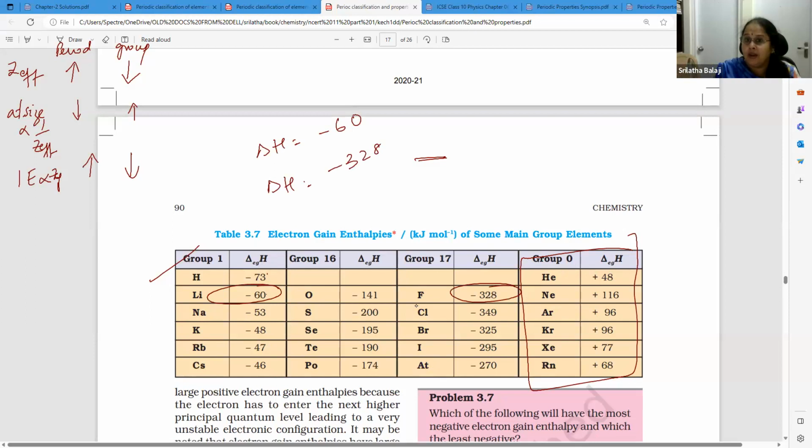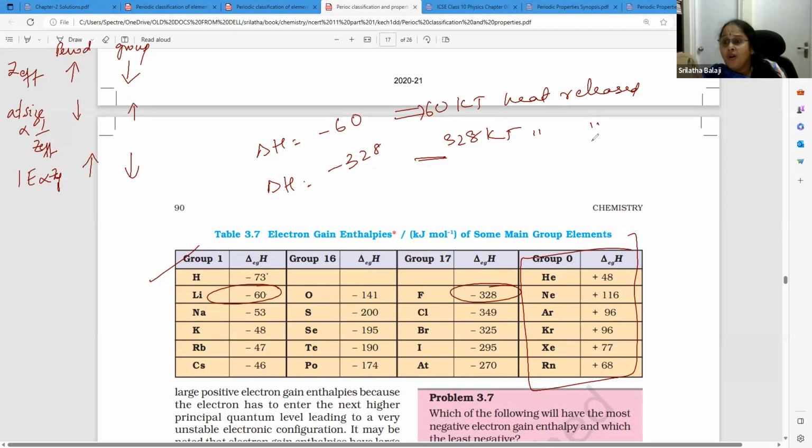Okay. What exactly is it, what information do I get? That means 60 kilojoules of heat is released. Whereas here, 328 kilojoules of heat is released. That's the meaning when I'm saying it's minus 328 and minus 60. Are you getting it? When I put it as plus, that much heat is absorbed. When I put it minus, this much heat is released. That negative sign is for release of heat. Clear?